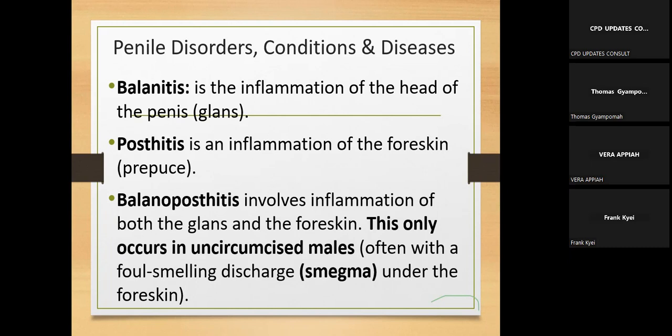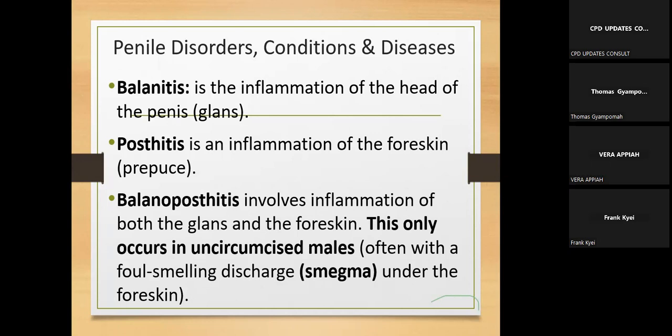Now, posthitis, inflammation of the foreskin or the prepuce. Where do you think you can have this condition? Posthitis is of the foreskin. So it means that this condition can only affect the uncircumcised, because during circumcision, the foreskin is removed. If the foreskin is removed, then it's unlikely that you are going to have posthitis. So this is very simple to understand.